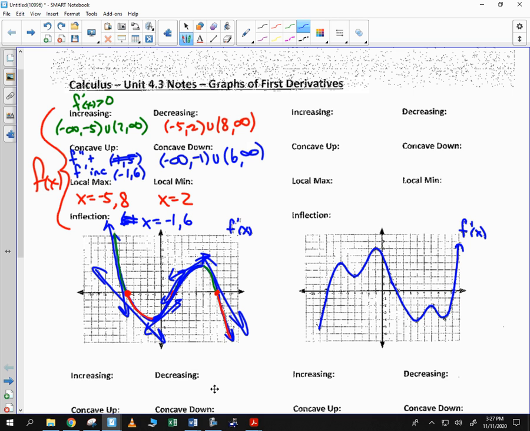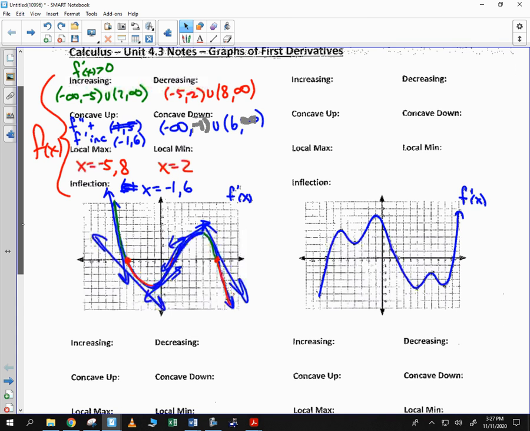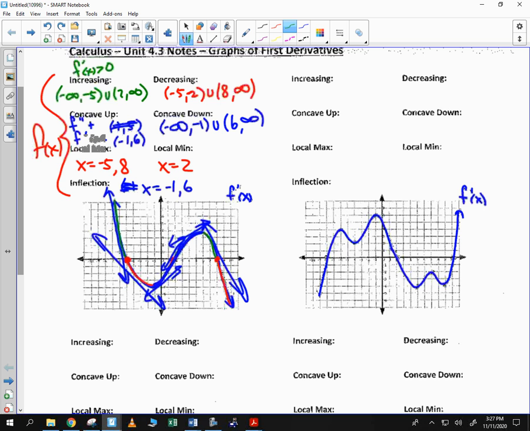If you would like to go ahead and try the next one on your own, go ahead. We're going to roll through it here, but maybe you want to press pause and see if you can do this. Again, we're wondering where is f of x increasing, decreasing, concave up, concave down, local min, local max, and inflection given the graph of f prime of x. So given f prime of x, where is f of x doing those things?